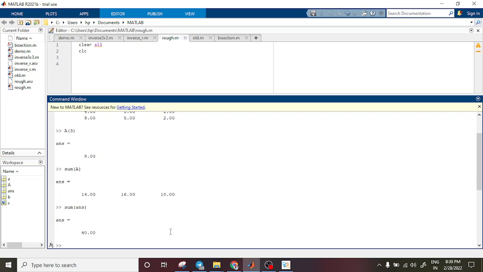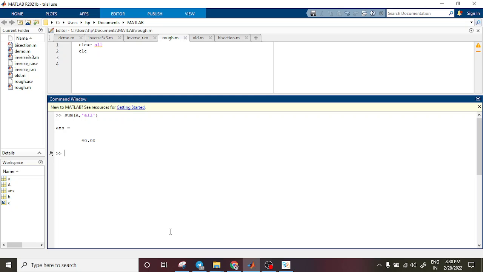The other option is, first I'm clearing with clear and CLC. Another one is sum of A and all. Otherwise you are getting only the column-wise sum. So write all in that bracket, close the bracket. Now you directly get the answer 40, right?